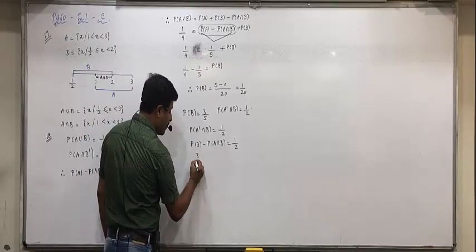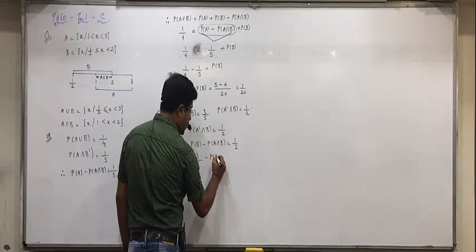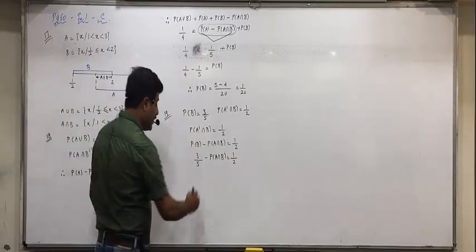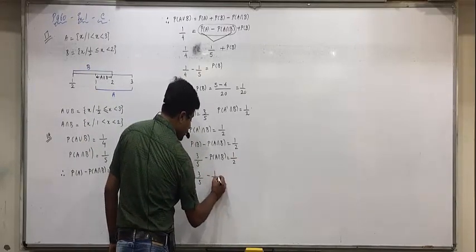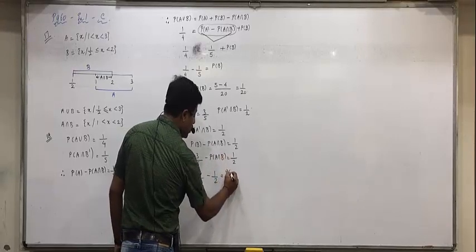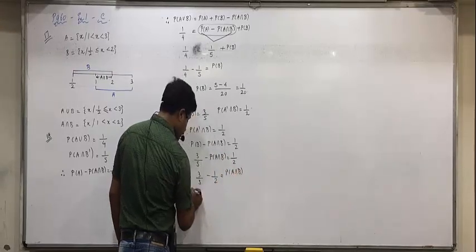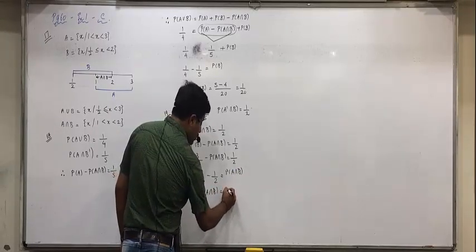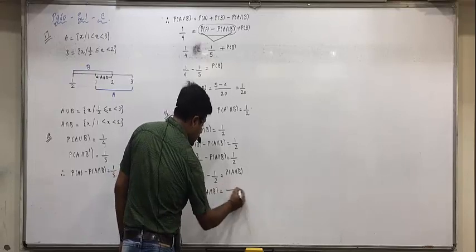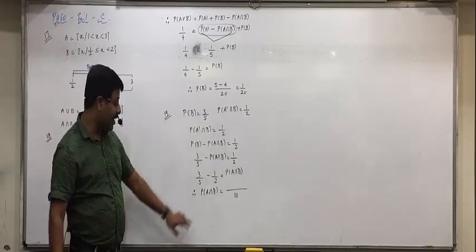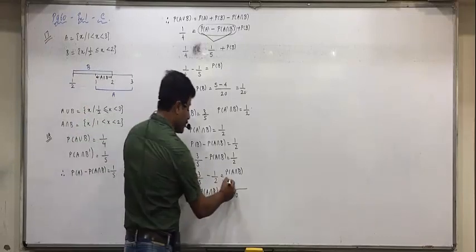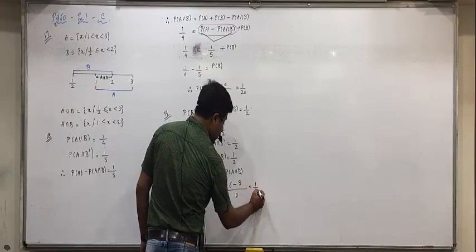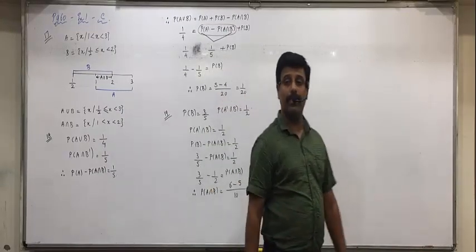PB is given as 3 by 5, minus P of A intersection B equals 1 by 2. Now bring 1 by 2 to the left side, it will become minus. And minus P of A intersection B on the right side will become plus. So what will be P of A intersection B? 3 by 5 minus 1 by 2, the LCM is 10. 5 into 2. 2 into 3, 6. Minus 5 into 1, 5. So 1 by 10.